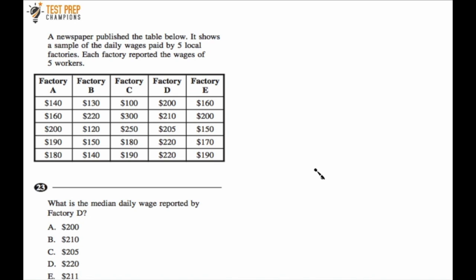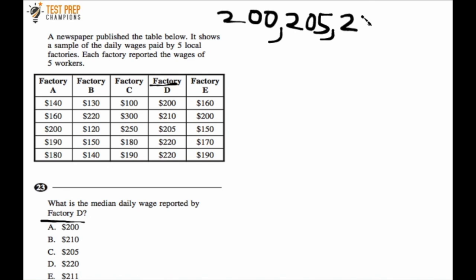Okay, so to find the median, we want to know the median for factory D. So here is factory D, and we have to start by taking these numbers and putting them in order from smallest to largest first. That's the most crucial step that I often see people forget with the median: you have to put the numbers in order from smallest to largest before you do anything else. A lot of people remember the word median has something to do with the middle number, but again, you have to put them in order from smallest to largest before that's going to come into play.